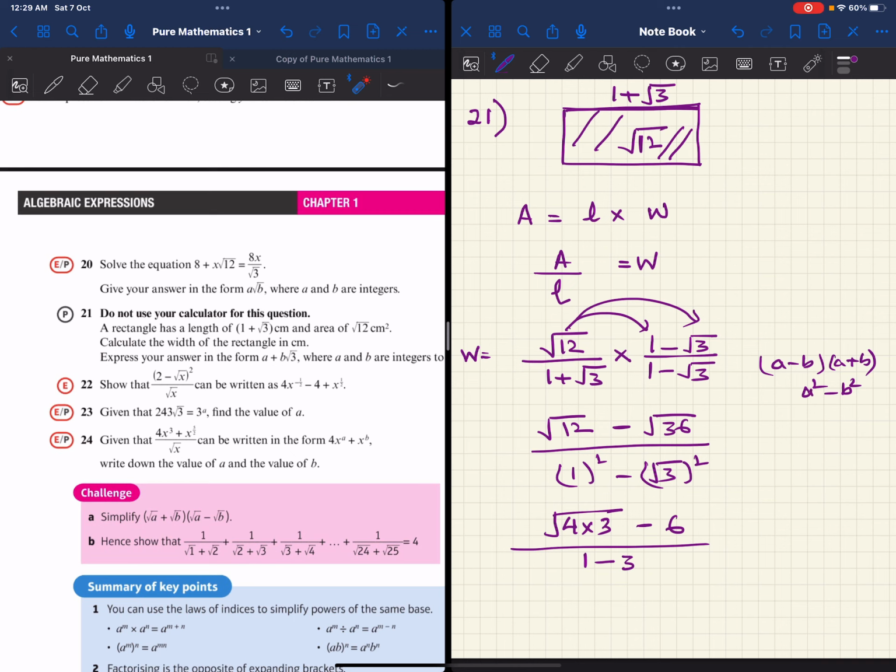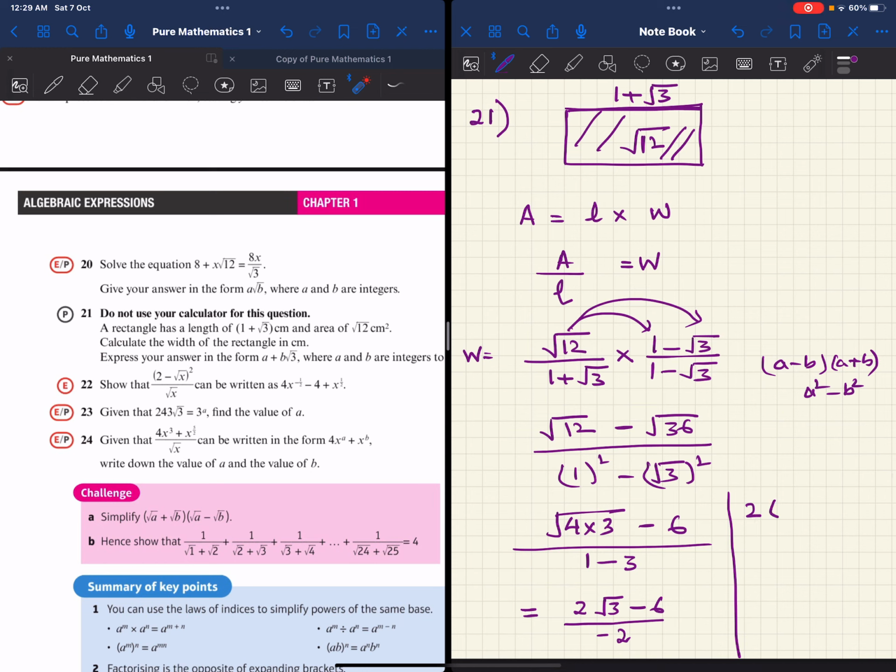So we simplify the numerator. 4 comes out to give us 2. 2 root 3 minus 6 divided by negative 2. We can take out the common factor. So we have 2 common in the numerator: root 3, and from 6 we have 2 times 3 is 6, all divided by minus 2. So the 2 and the 2 cancel out.